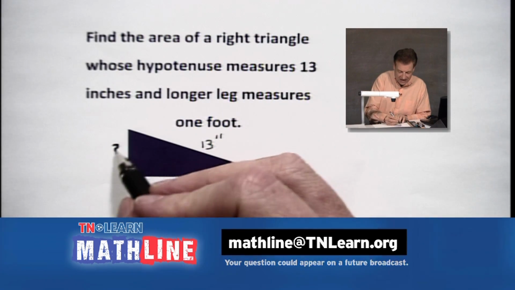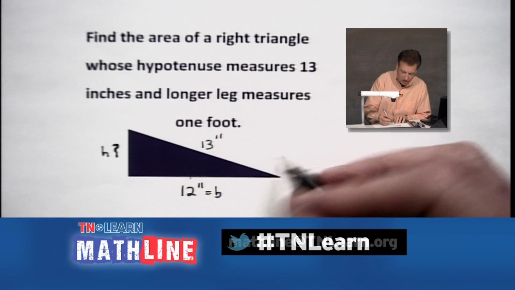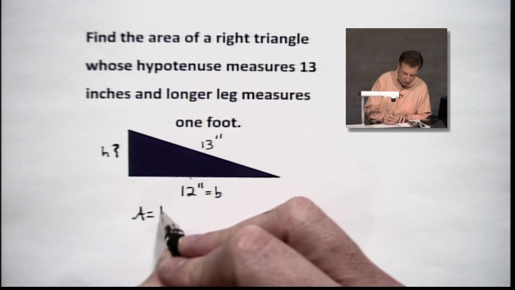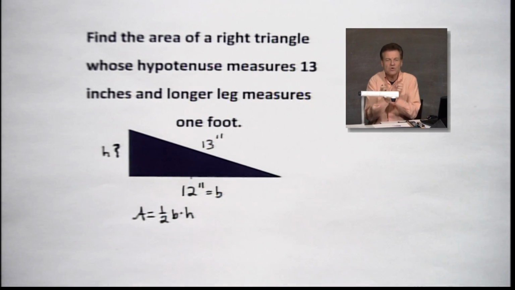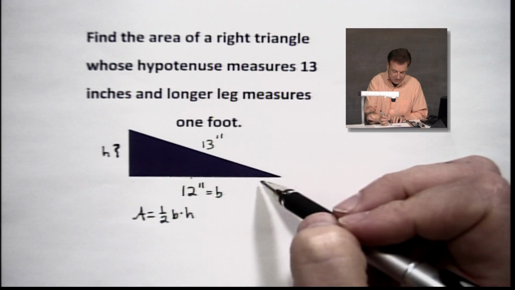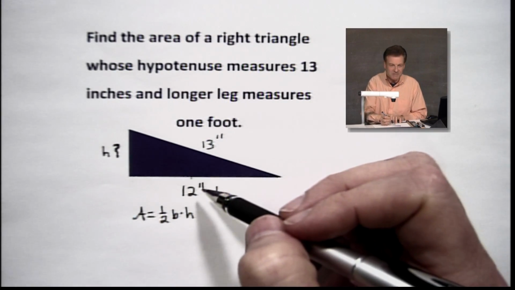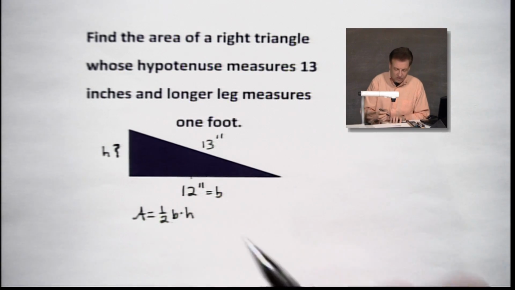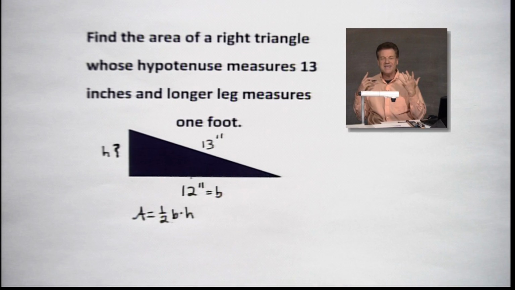But this is our height, this will be our base, and in order to do area, we do need to know what is 1/2 times the base times the height. Those are the legs that come together. Ironically, one of the legs is a foot. Isn't that interesting? But we are needing the two numbers. Now we've got the 12 for the B. What we need to do is figure out how to get to the H.